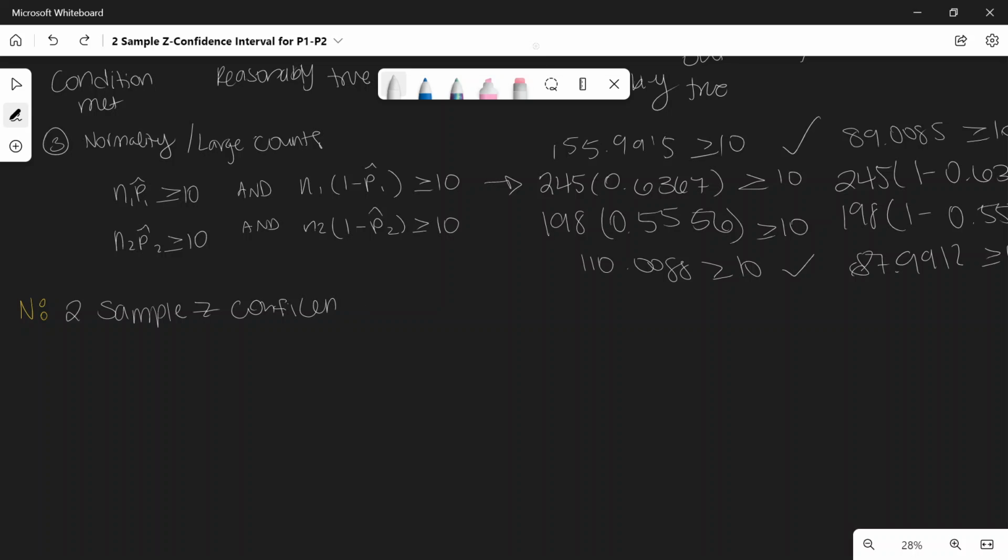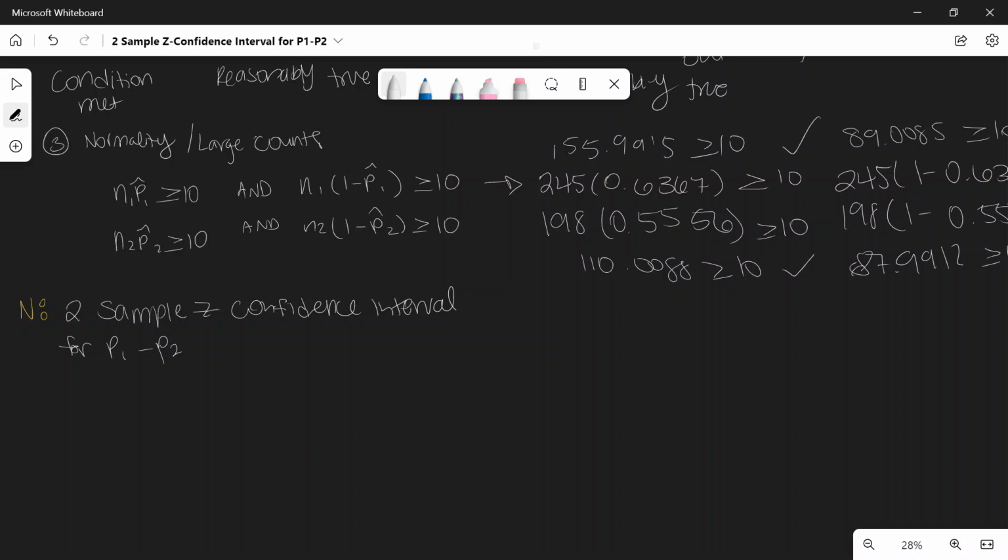Confidence interval for P1 minus P2. My tablet's acting up now, it's not even writing. Minus P2, or the difference in proportions. So that's the name of the procedure.